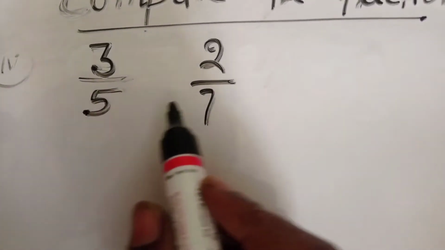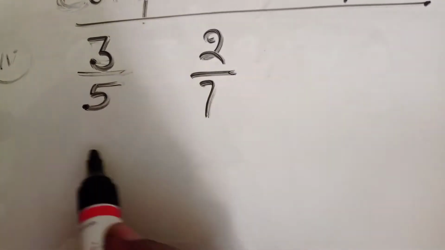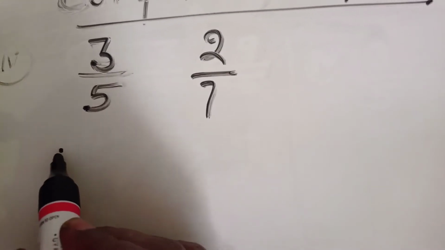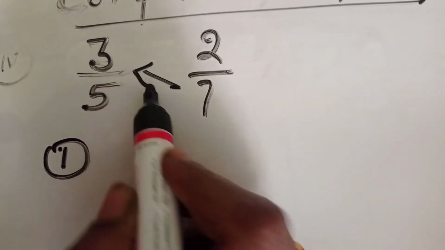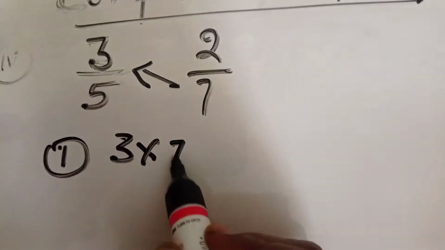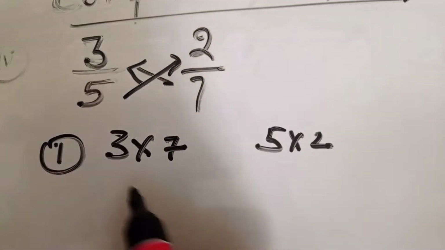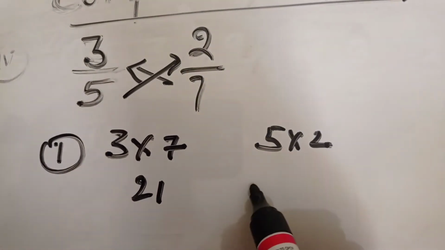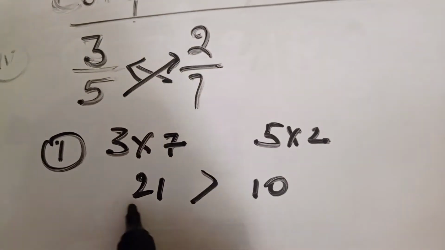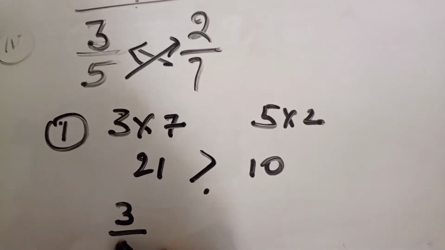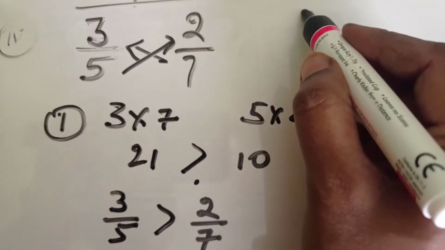In the fourth type of fraction, when numerator and denominator both are different, we compare by two methods. First, the cross multiplication method. Just take 3 into 7 on the left side and 5 into 2 on the right side. Which part is greater? That side of the fraction is greater. Here 21 is greater, so 3 by 5 is greater than 2 by 7. This is the first method.